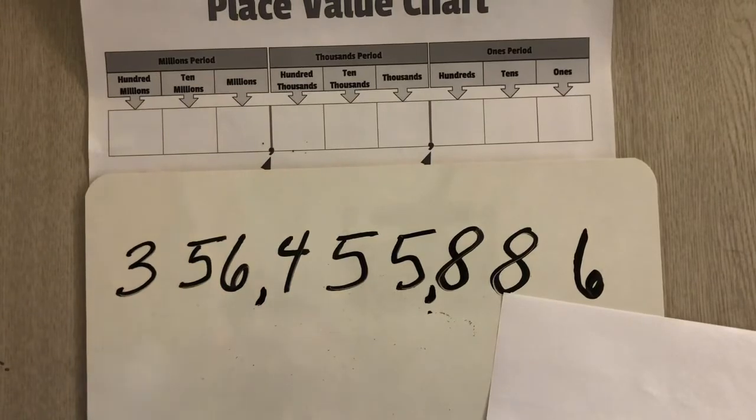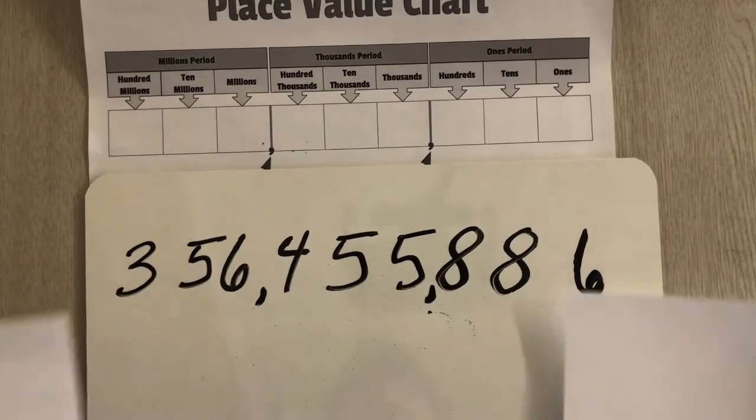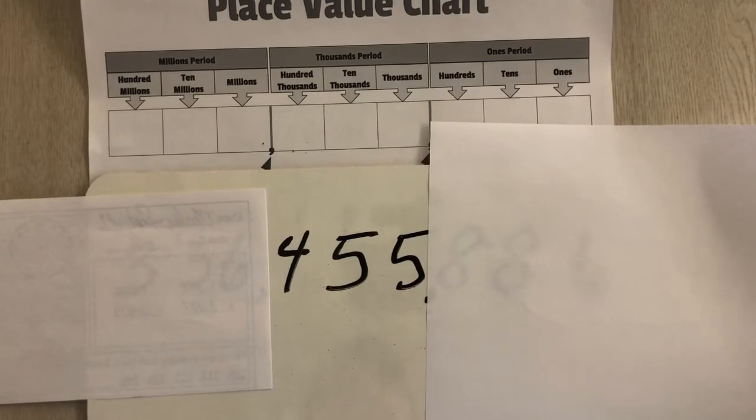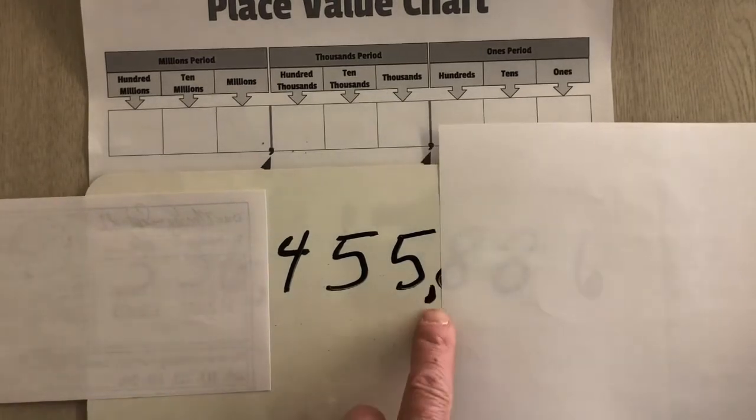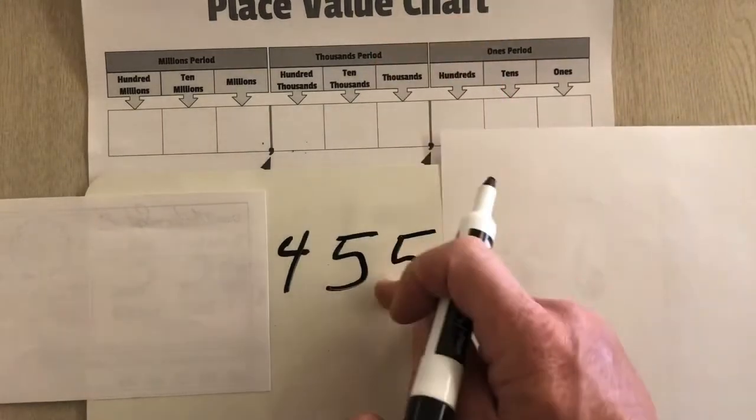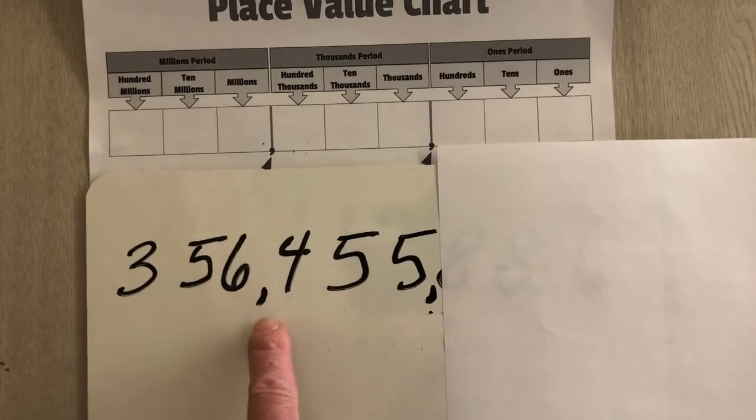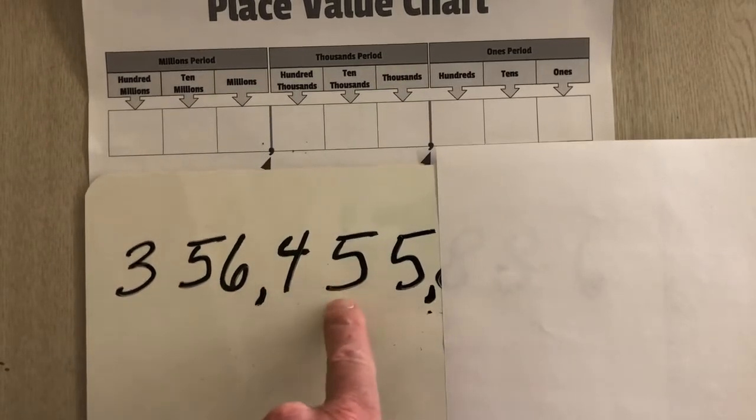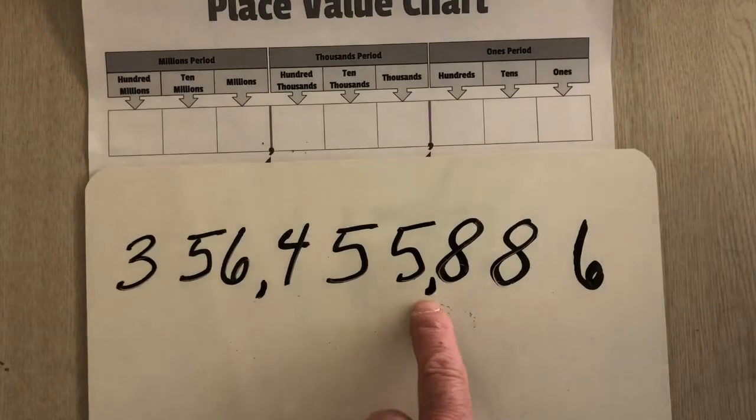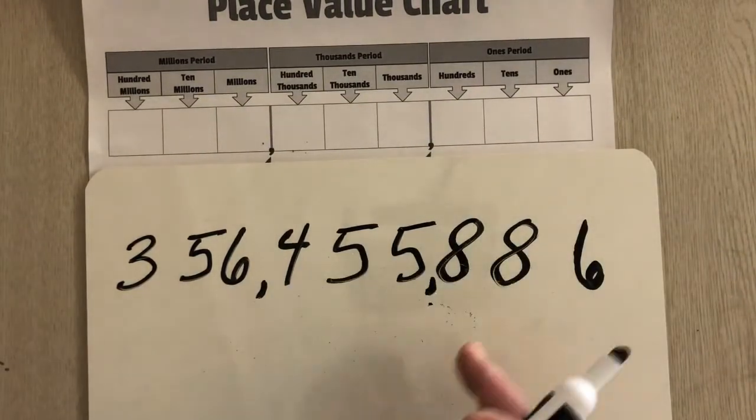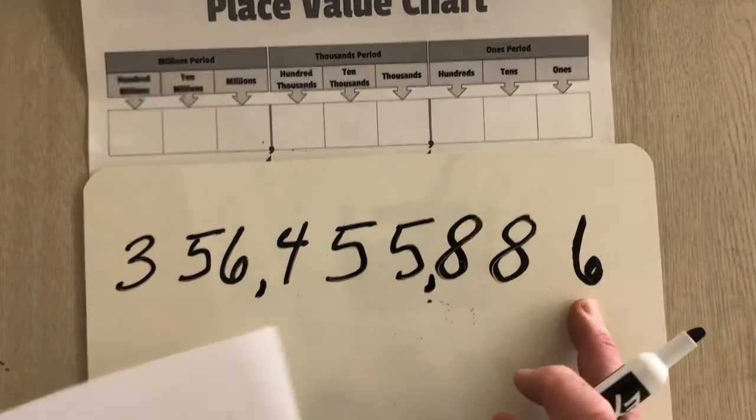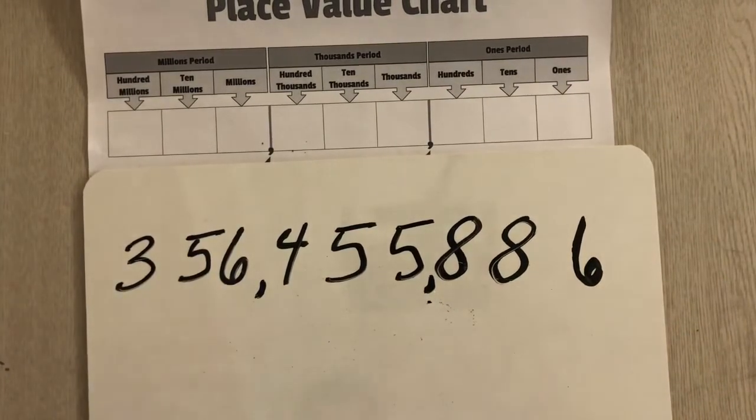Now, the next one, I would say those 3 numbers just as if it were by itself, okay? Just like that, 455. But it's not just 455. It's 455,000. We're in the thousands period. So far I've got 356,455,000. And then I just get to finish the rest of it off. I can just say 886.